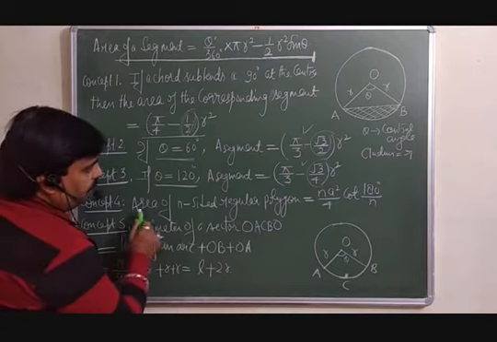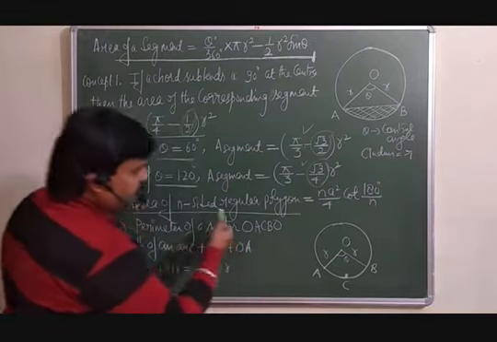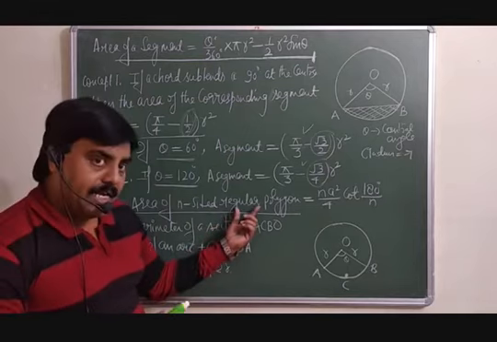This is the formula for the area of the n-sided regular polygon. N-sided regular polygon means the sides and angles are all equal.